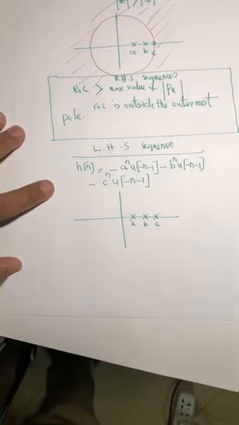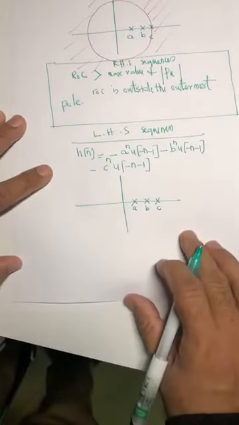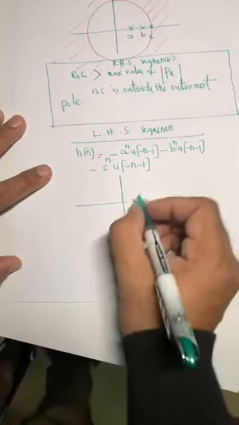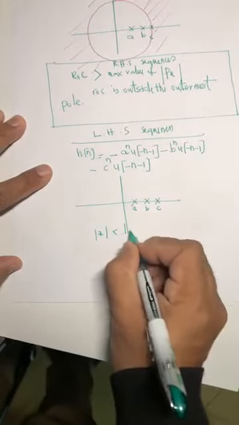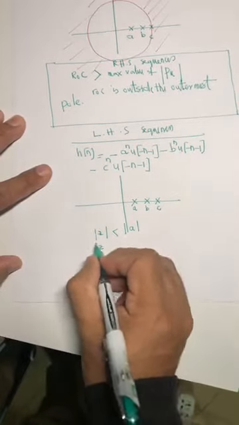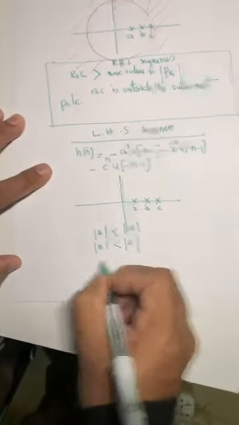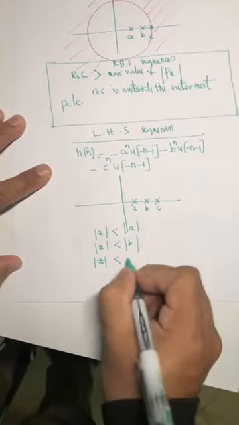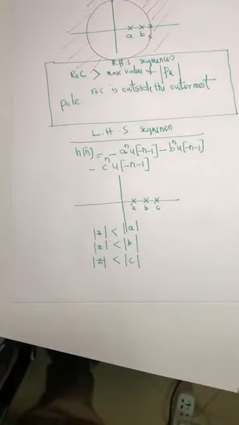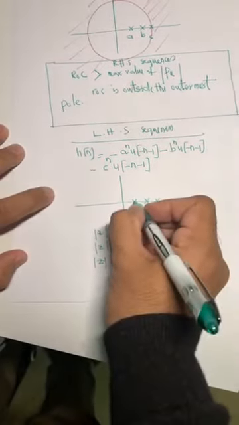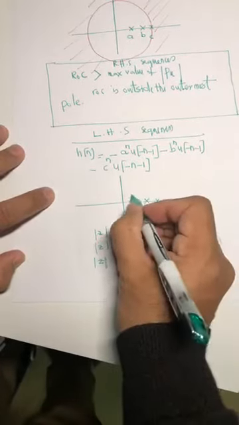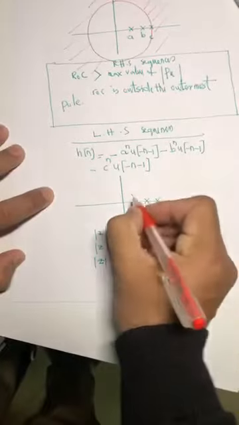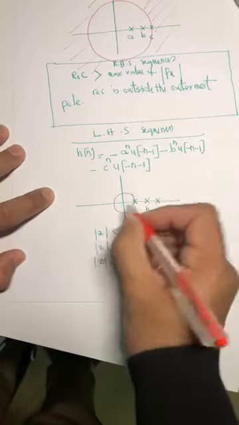And we know that region of convergence of these three sequences is Z magnitude less than A magnitude, Z magnitude less than B magnitude, Z magnitude less than C magnitude. Okay, same, but now, region of convergence will be something which is less than A and less than B and less than C, that is, less than the smallest. So the region of convergence in this case will be this.